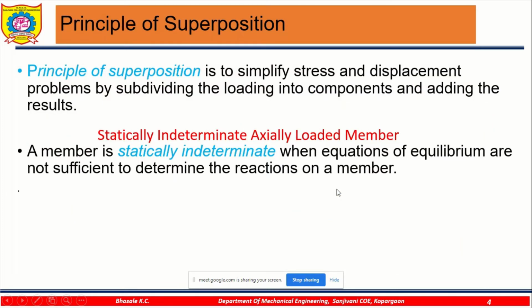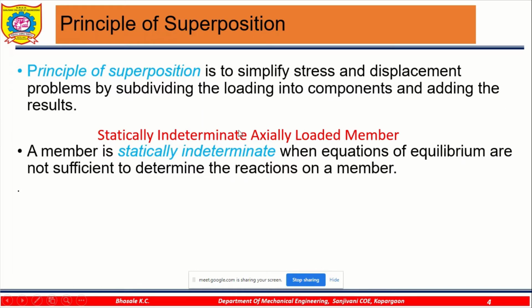So to solve the numerical, we are using one principle. That principle is known as the principle of superposition. When there is a rod and we apply loads at different cross sections, for that purpose we use this principle of superposition. The principle of superposition is to simplify the stress and displacement problems by subdividing the loading into components and adding the results.